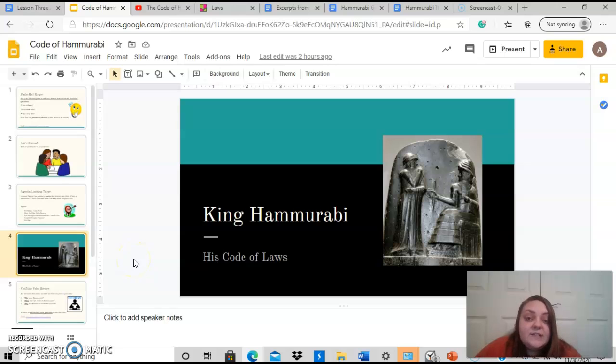So on my next slide, I just have a picture right here. This is a primary source image, a picture of the code. And it is Hammurabi along with one of the Babylonian gods, because Hammurabi specifies that he believed that this god had called on him to be the king of Babylon and to lead them. So I would just show this image to students to introduce them to the laws and talk about this picture a little bit.